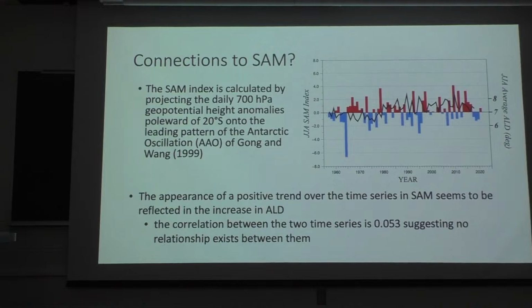Connections to SAM. We wanted to see if there was a connection between the jet waviness and SAM. And the SAM index here was calculated by projecting the daily 700 hectopascals geopotential height anomalies poleward of 20 degrees south onto the leading pattern of the Antarctic Oscillation of Gong and Wang.